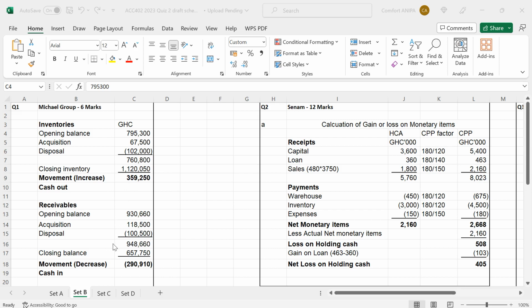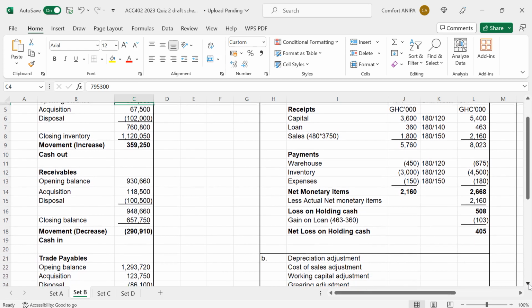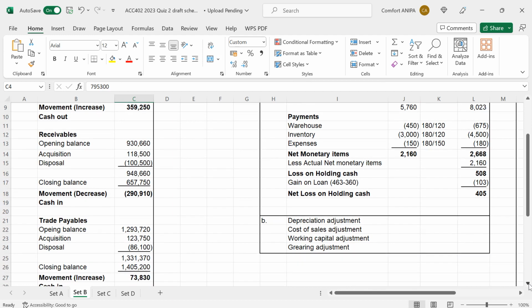The receivables, your opening receivable is 930,660. Your acquisition of additional receivable is 118,500, and the disposal of receivables is 100,500. Then you compare with your closing receivable, that is the 2020 receivables of 657,750. Now I expect you to be holding your question whilst going through this and be able to compare the figures and make sure you know where the figures are coming from.